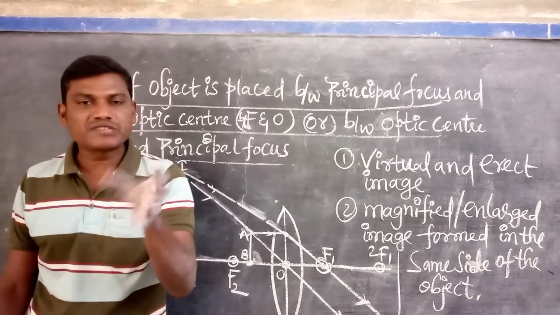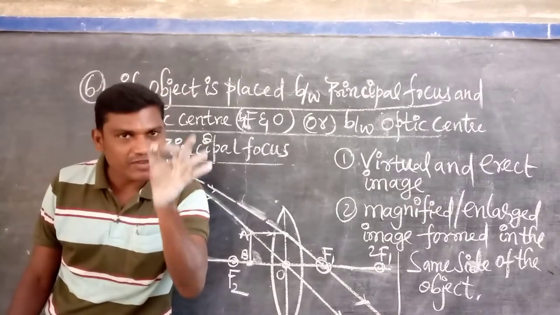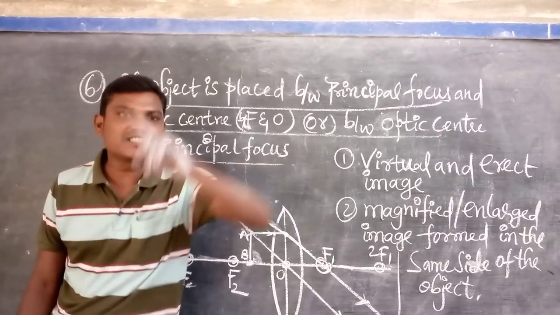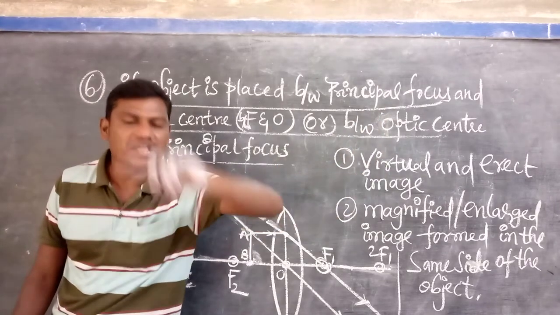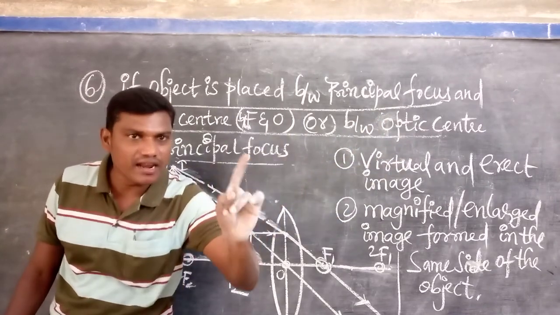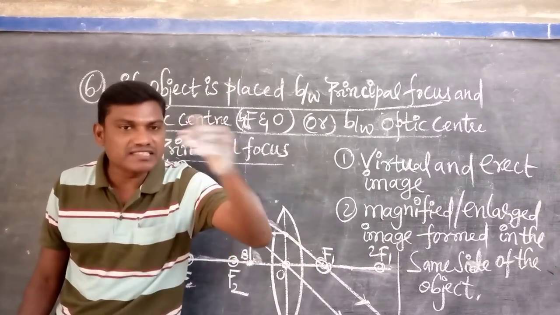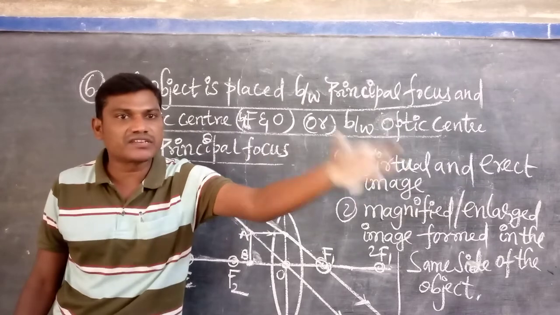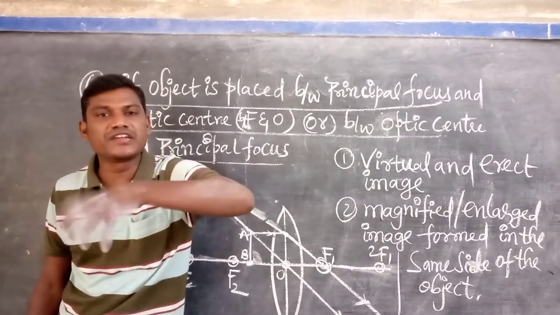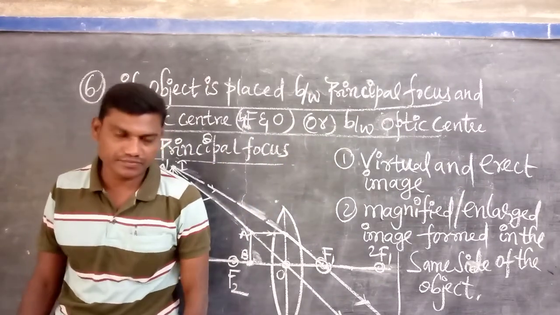Next, third one, the object is placed at the center of curvature only. The image is also formed at the center of curvature on the other side. It is real, inverted, and the size of the image is the same as the size of the object. That type of manner we are observing in a terrestrial telescope.